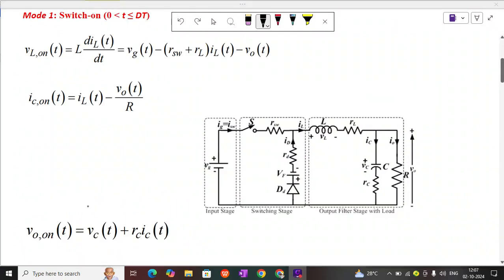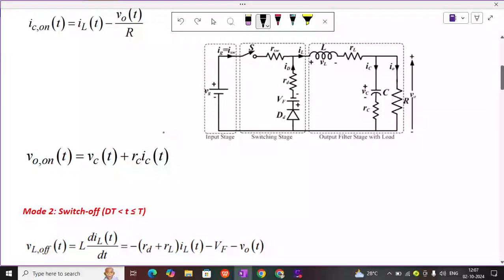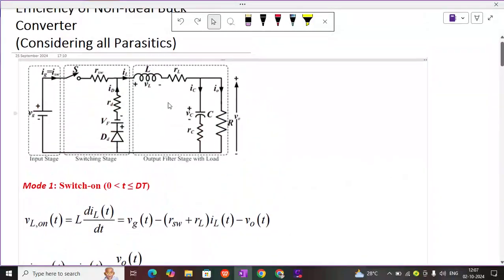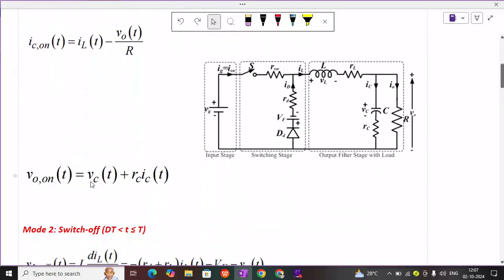The next thing is, what is my expression for V naught? The same circuit is drawn here. If you apply one KVL here, you will come to know that V naught is equal to Vc plus RC IC. Vc plus RC IC is my V naught. So this is the expression for V naught. I have come to this point when the switch is on. For mode 1, I have written down the three expressions, for VL on, IC on and V naught.